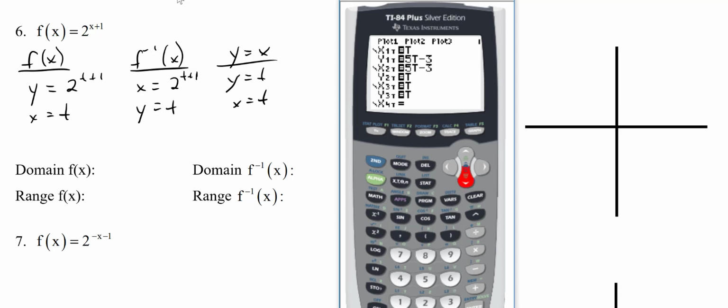So x equals t, so 2 to the t plus 1, and then that's going to be 2 to the t plus 1 as well, and everything else should be the same. Oh, I have a -3 in here. That would mess things up a little bit. Let's get rid of that.